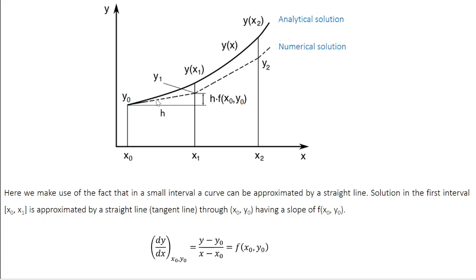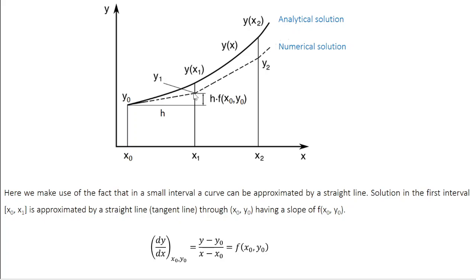So here let's look at this geometry. This is the tangent line. If you call this angle theta, slope is nothing but tan theta, right? And tan theta is nothing but the opposite side divided by the adjacent side. Or I can write opposite side equal to tan theta, or slope, multiplied by the adjacent side. What is the slope? Slope is the derivative, and at this particular point the derivative is f of x naught, y naught. What is the adjacent side? This is the step size h. So the opposite side of this triangle is given by h into f of x naught, y naught.